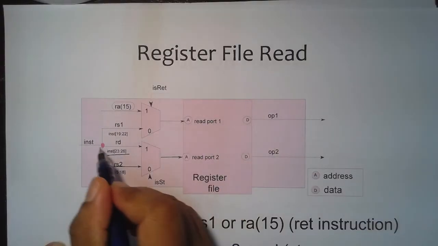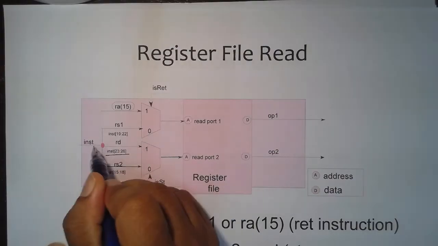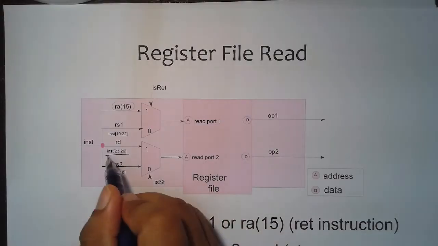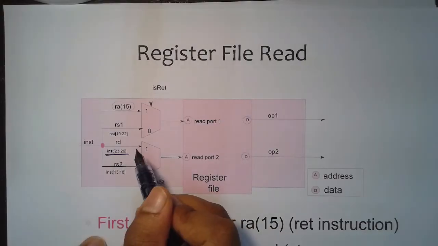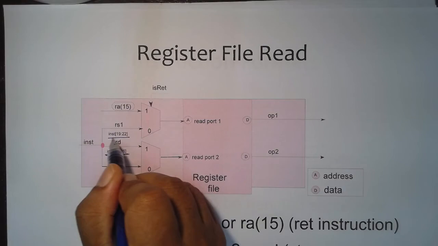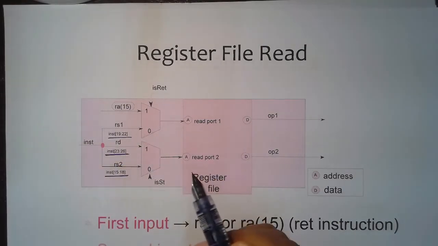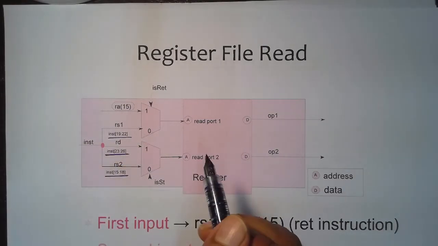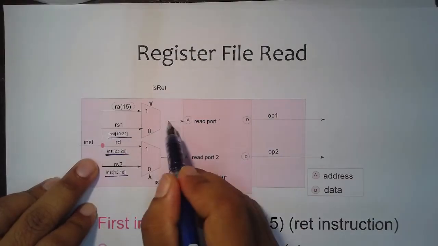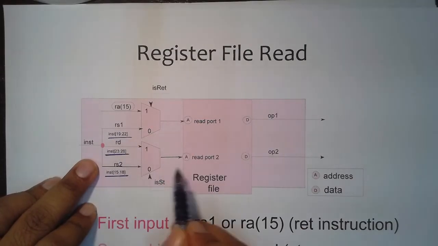So this is our instruction. After we get the instruction, we know that we need to read 2 sources. Those 2 sources are basically this one. So this is our RS2 and this is our RS1. In a very simple scenario, we would have just passed these 2 source registers.